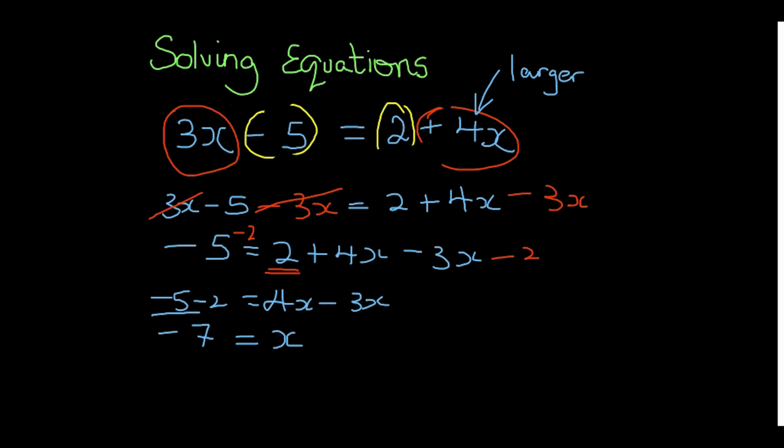And here's something that happens to a lot of people. They get minus 7 is equal to x, and for some reason don't realize that it translates to mean the same thing, that x is equal to minus 7. So you could just rewrite this as x is equal to minus 7, and you see you get the same exact answer. Okay? Same exact answer.